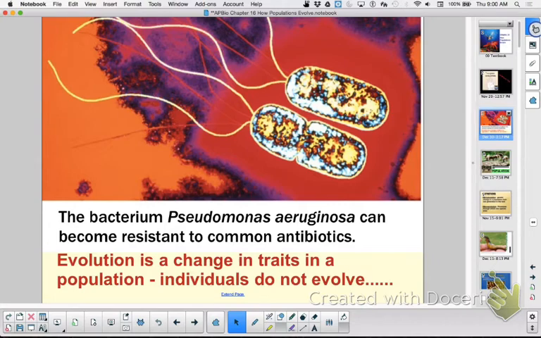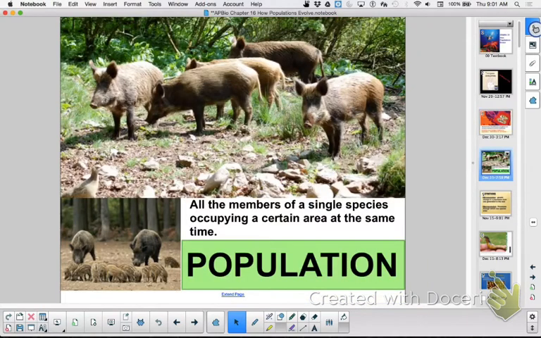Okay, so you could have one person who's very, very tall. We talked about this before. But that doesn't mean evolution has occurred. That's just one mutant, potentially, who's super tall. When you talk about evolution, you need to look at it as a population evolving. So when you look at a population, who is it? What's the population?